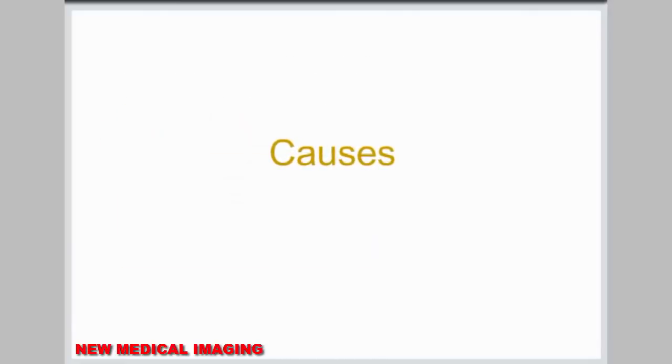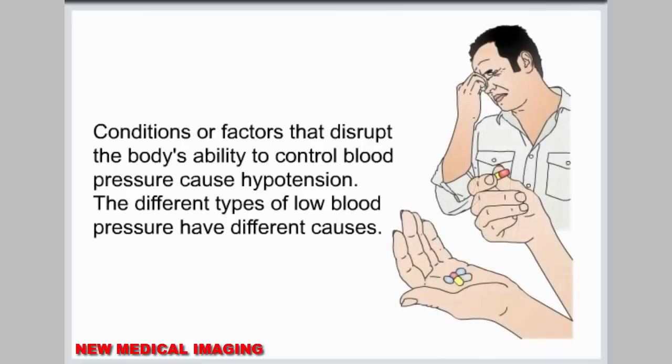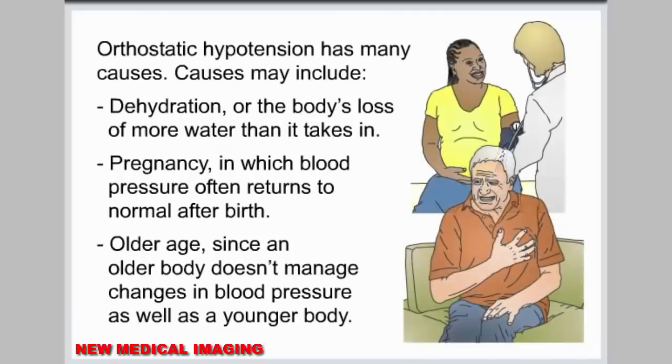Causes. Conditions or factors that disrupt the body's ability to control blood pressure cause hypotension. The different types of low blood pressure have different causes. Orthostatic hypotension has many causes. Causes may include dehydration, or the body's loss of more water than it takes in, pregnancy, in which blood pressure often returns to normal after birth, older age, since an older body doesn't manage changes in blood pressure as well as a younger body.